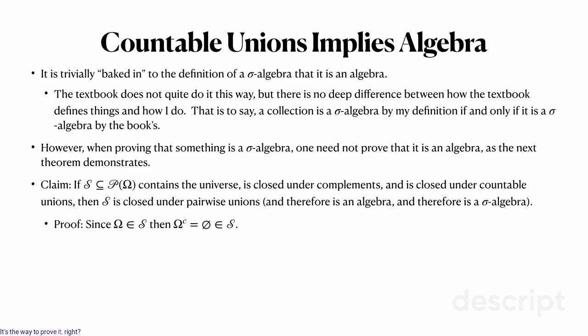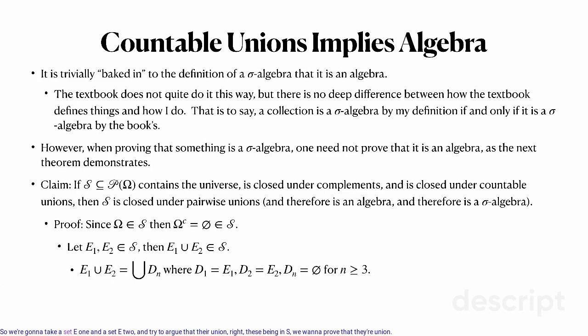And the way to prove it, right? We're trying to prove that closure under pairwise unions holds. So we're going to take a set E1 and a set E2, these being in S, and try to argue that their union is also in S. And we need to use the fact that we know that this is closed under countable unions. So we need to come up with some countable sequence of sets, which is equivalent to just this pair, right? Taking a union over the countable sequence of sets is equal to the union of this pair.